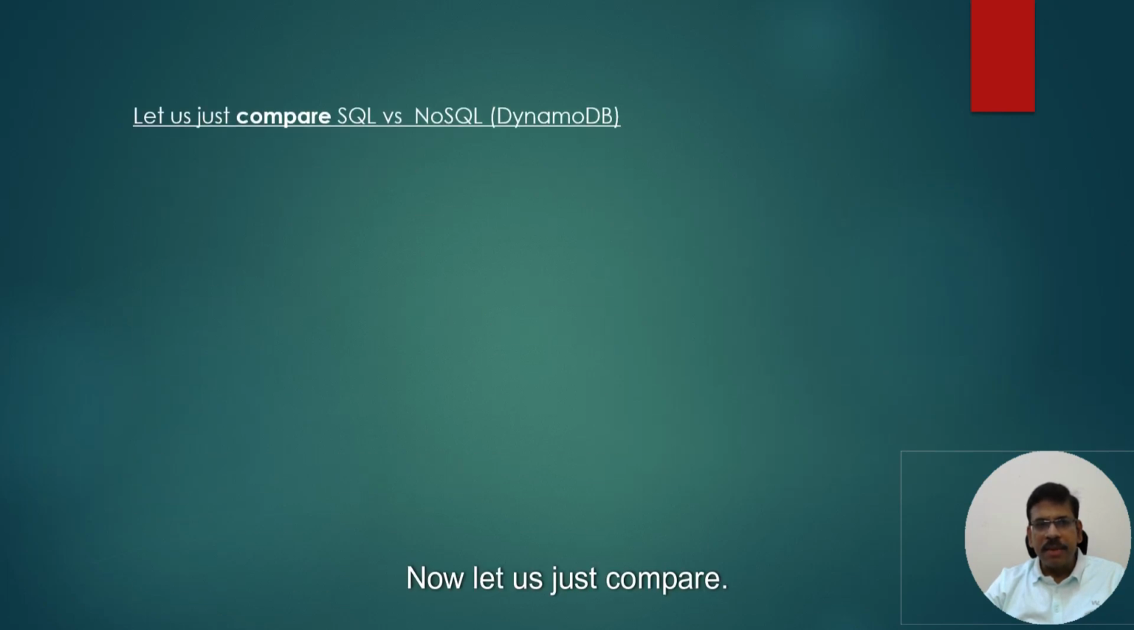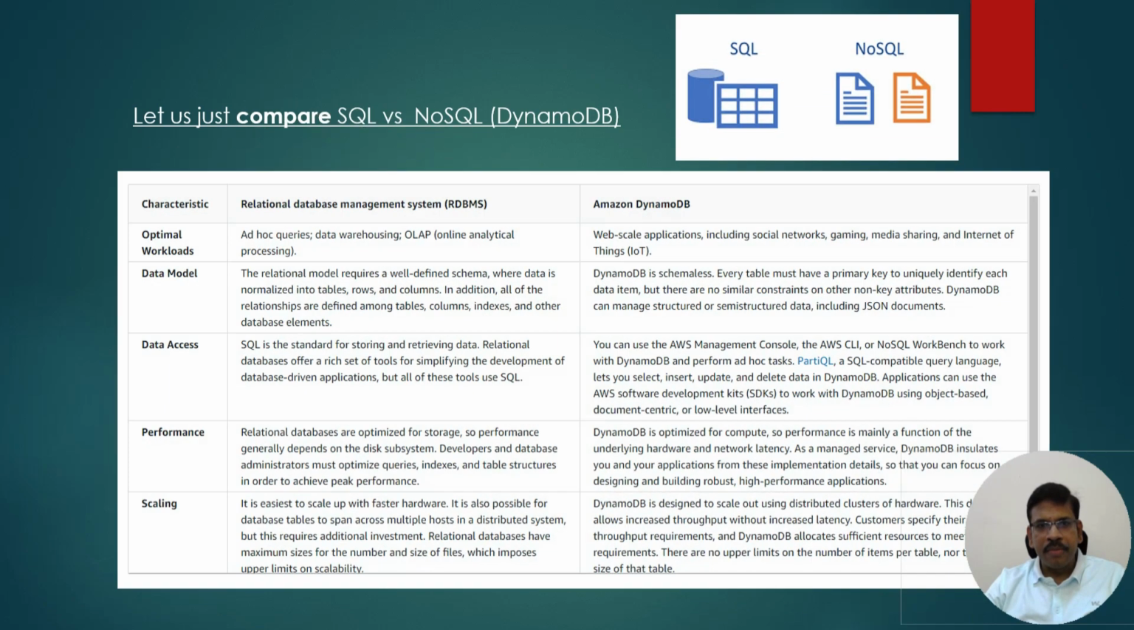Now let us just compare SQL with NoSQL. Have a look at this table. The key characteristics are listed. For example, optimal workload. Relational database systems are ideal for data warehousing and online analytical processing, where you need SQL to create all aggregations and computations, whereas Amazon DynamoDB is for web scale applications. It's ideal for storing lots of data.